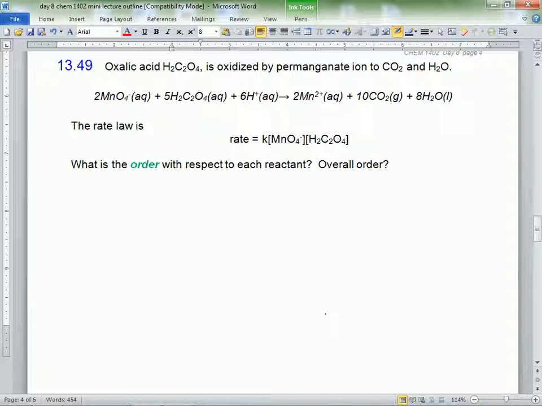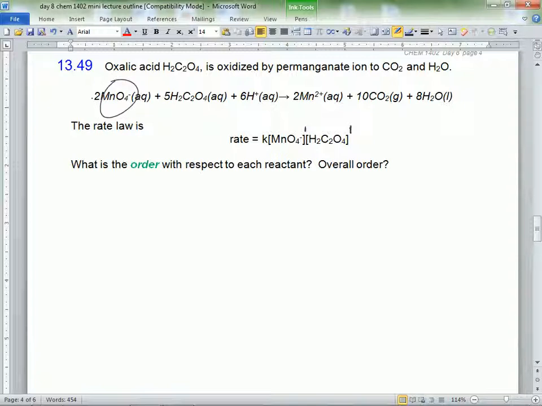I gave you the rate law. So what are those? What's the little x and y up there? They're both 1, right? No one ever writes them in, but they're both 1s. That's permanganate. Remember permanganate? Okay, so they're both 1s.